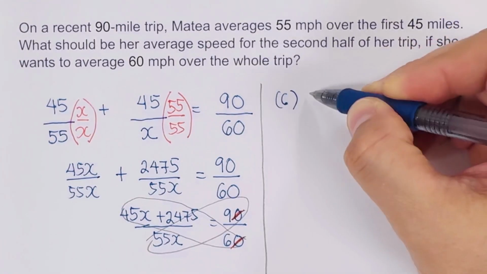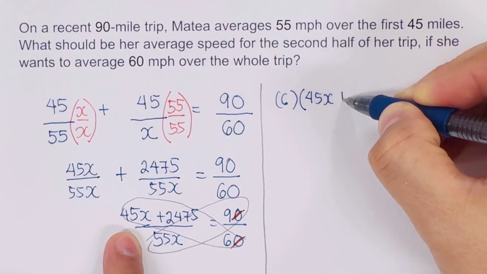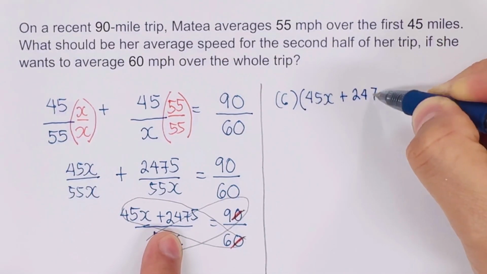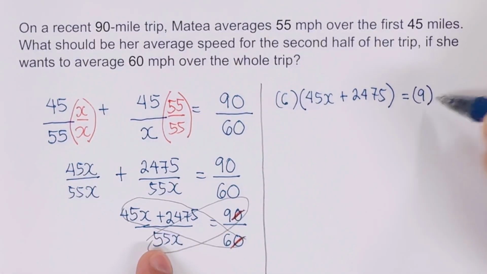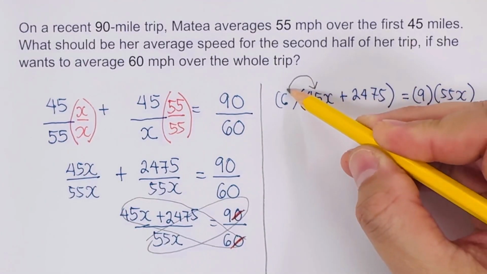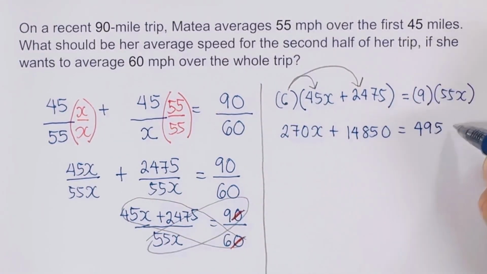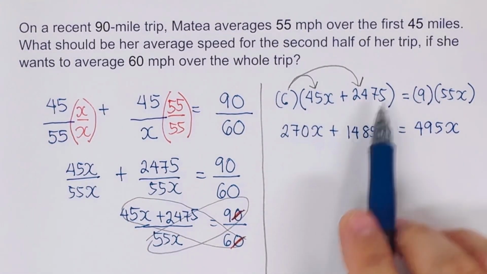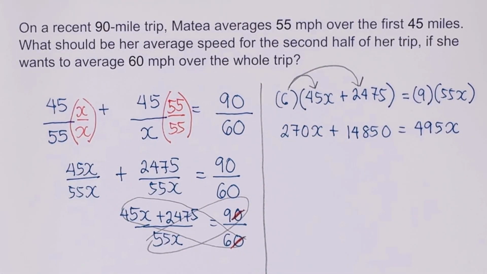So what I would do is I will have 6, and I will multiply this with this binomial that we have right here. So that's 45x plus 2,475, and that is equal to 9. I will multiply that by 55x. So I go ahead and distribute this 6 to each of the terms inside the parentheses. So our equation would come out. What I did was I distributed the 6, and this is the answer on the left side, and I multiply 9 and 55x.